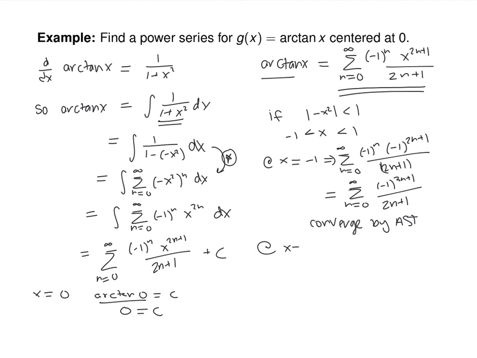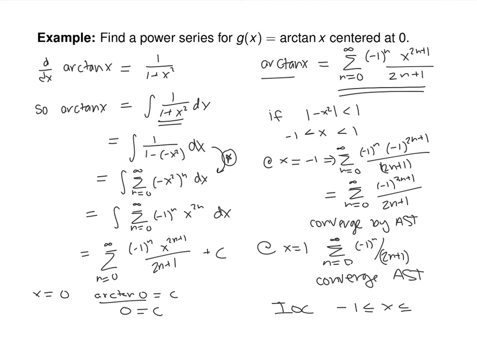And at x equals 1, it's even easier. We have the sum from n equals 0 to infinity, negative 1 to the n over 2n plus 1. And that will also converge by the AST. So your interval of convergence here includes both negative 1 and positive 1.